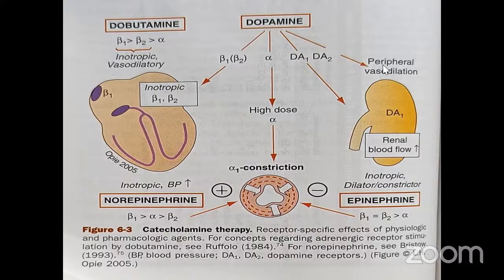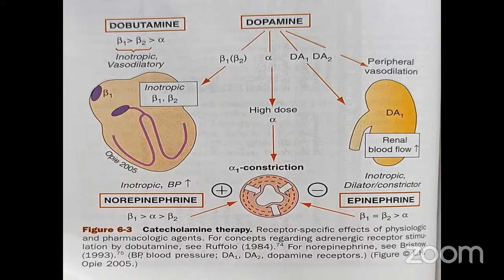Okay. So here, you are seeing the effect of catecholamines. Catecholamines are mainly four: epinephrine, norepinephrine, dobutamine, and dopamine. Of these, dobutamine is synthetic, the three are natural. Isoprenaline is also synthetic in nature.